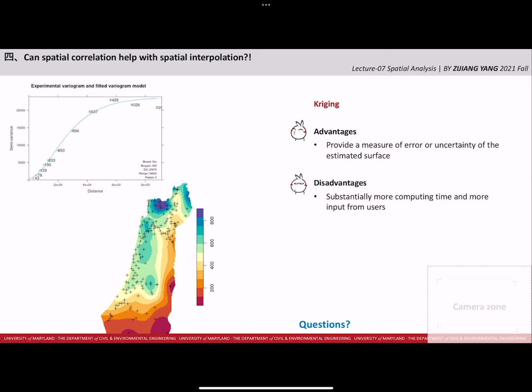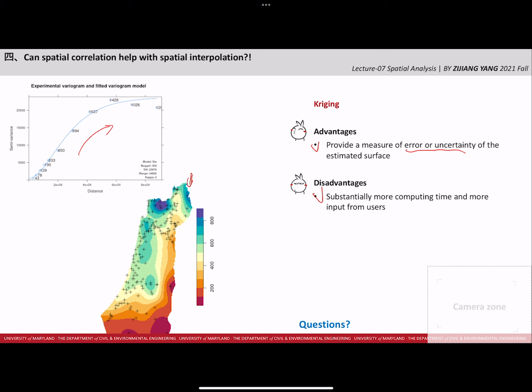Here, this is the same data, interpolated by kriging, and this is a variogram. Kriging also has some advantages, like it can provide the error and uncertainties of the estimated surface. But the disadvantage is also very obvious: it is computationally very intensive. So about this, do you guys have questions?